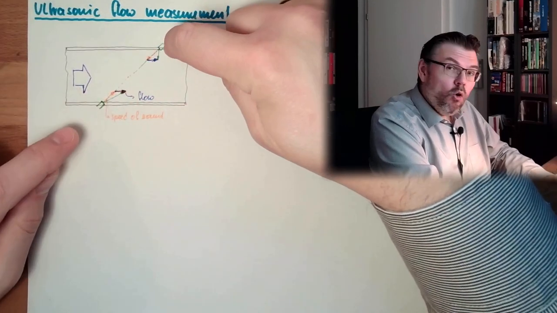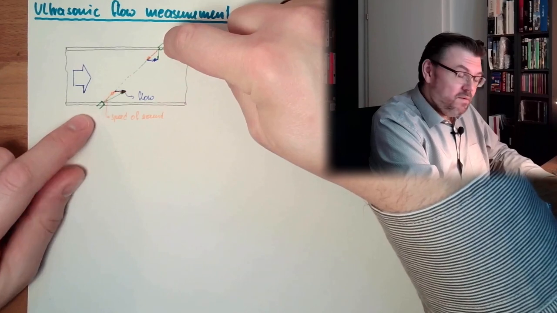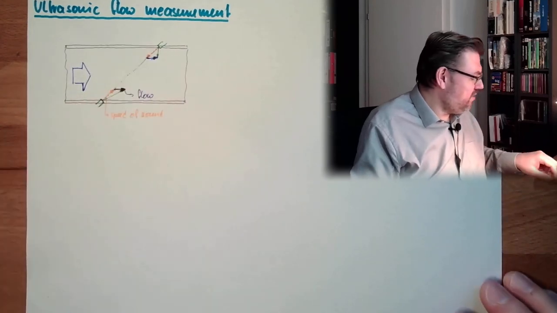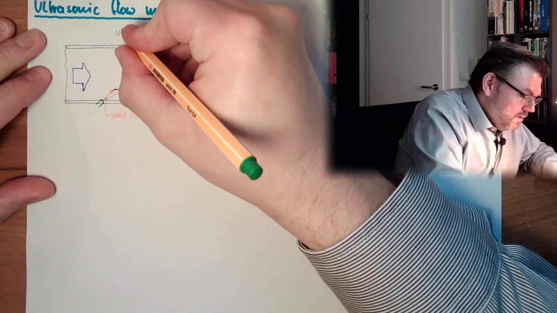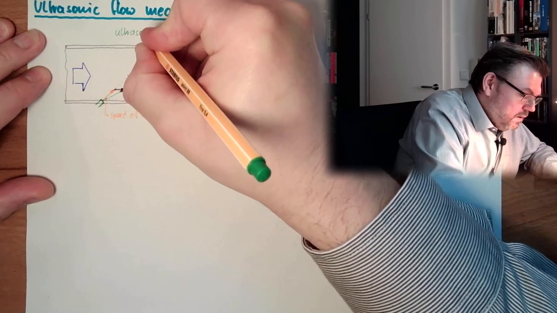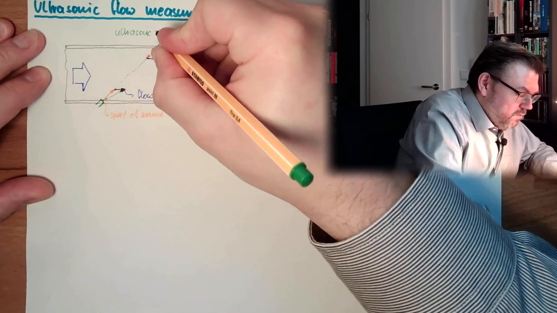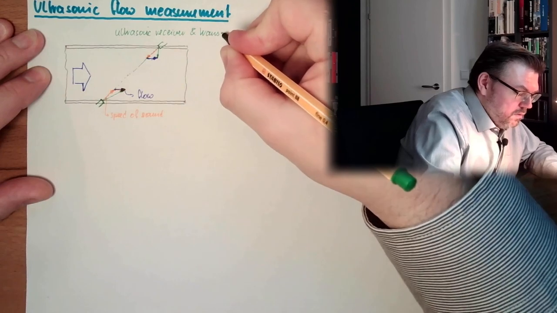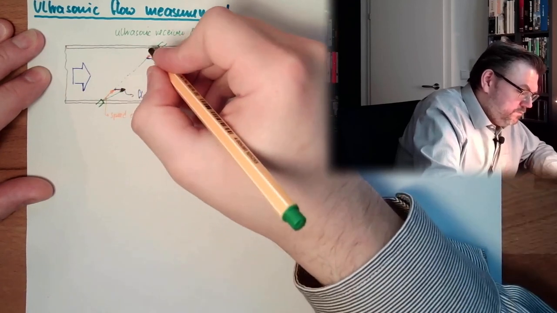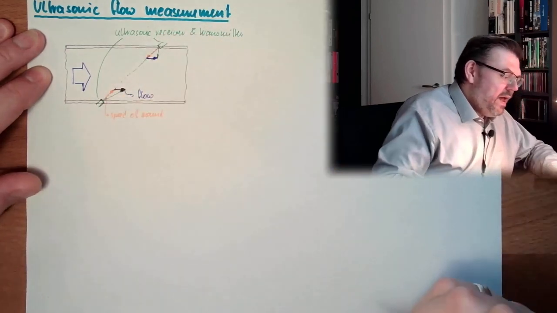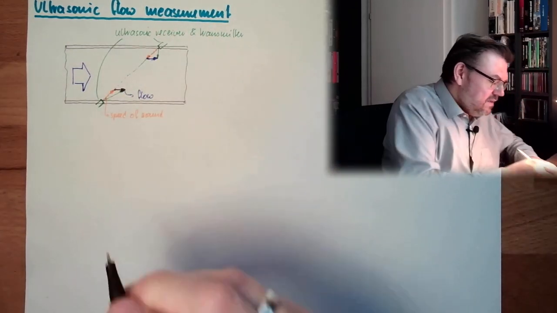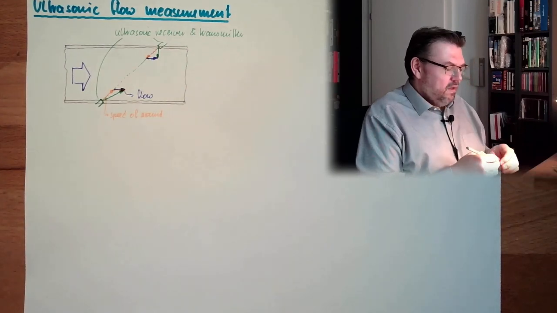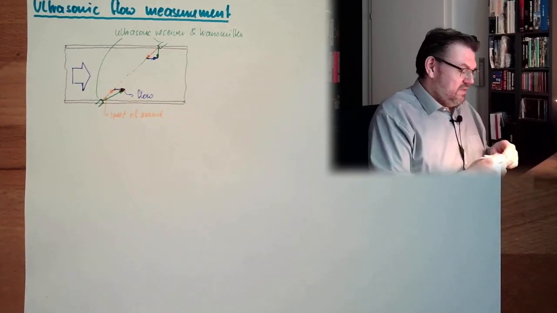And I know when I issued this sound impulse, and I know when I detect the sound impulse on the other side. So this is a receiver and transmitter. Sonic receiver and transmitter. Those things here. And what is measured is the travel time difference.